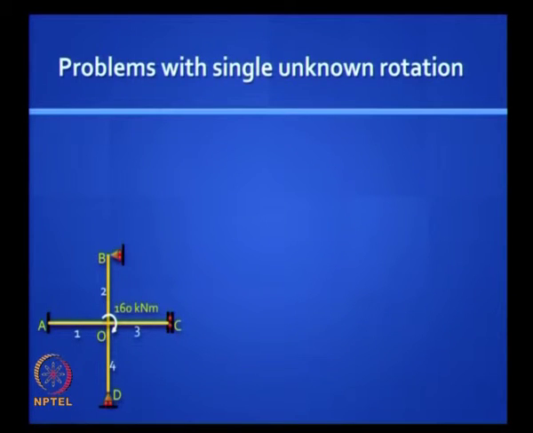So these are problems with a single unknown rotation, and many difficult problems can be reduced to this level. So how do you think that moment of 160 kilonewton meter would be shared between elements 1, 2, 3 and 4? Which will take the largest?